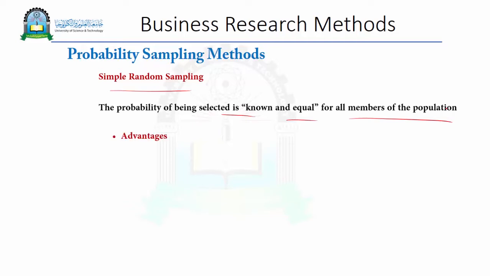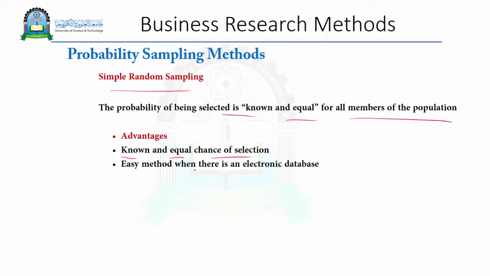And the advantage of this method in probability sampling is that the chance for selection is known and equal. So a known and equal chance for selection. Everybody is going to wait for his name to be selected. It is an easy method when there is an electronic database, and it is the simplest, fastest, and cheapest. These are the advantages.